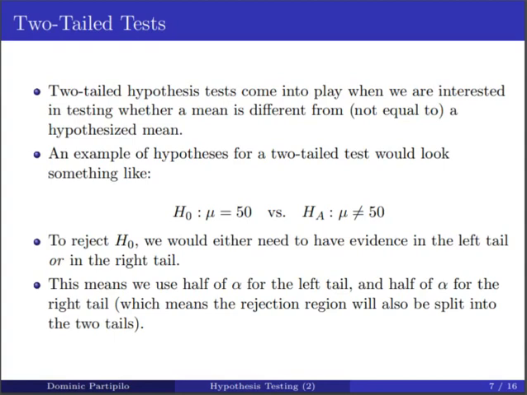So what that means for alpha now is that alpha is going to be split up into the two tails. Instead of having alpha all in one tail, we're going to have half of alpha in the left tail and half of alpha in the right tail.